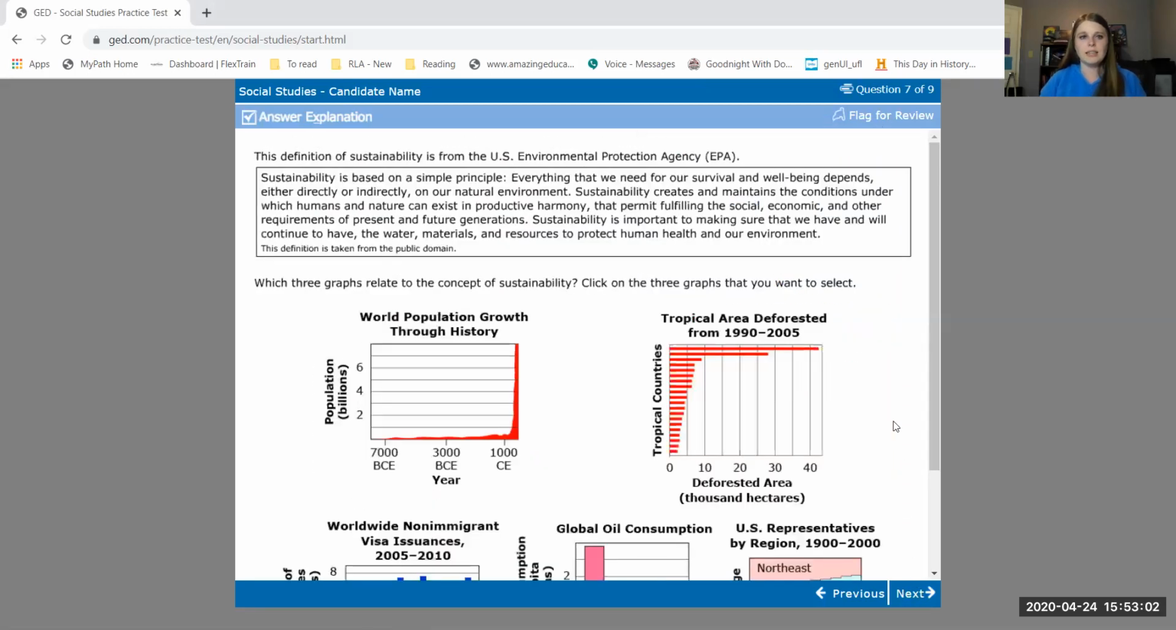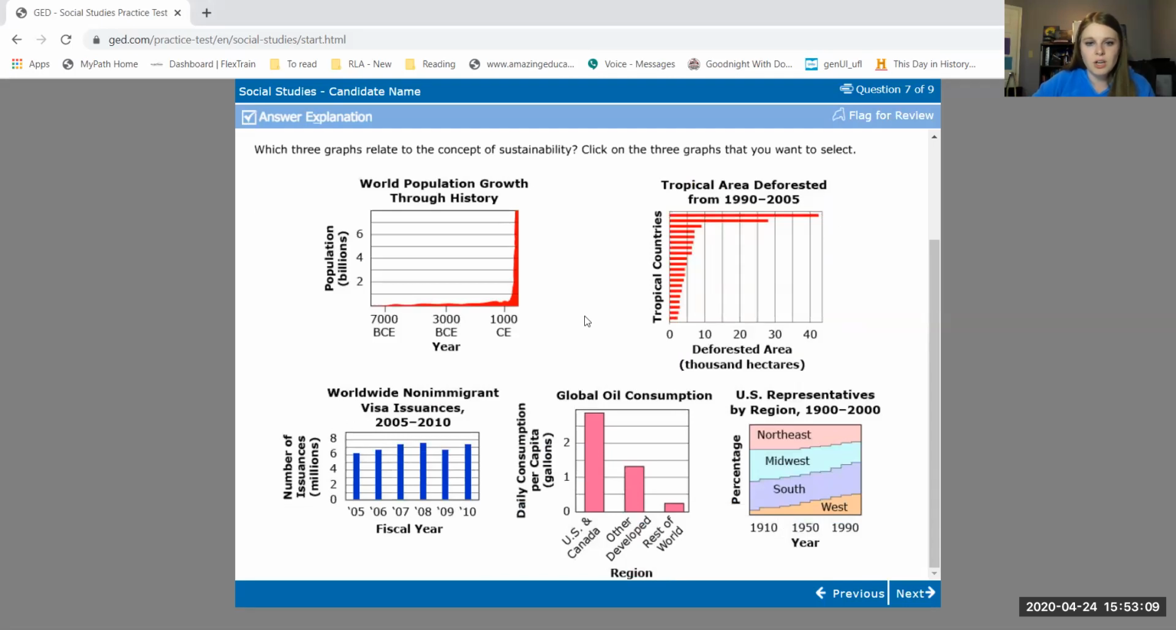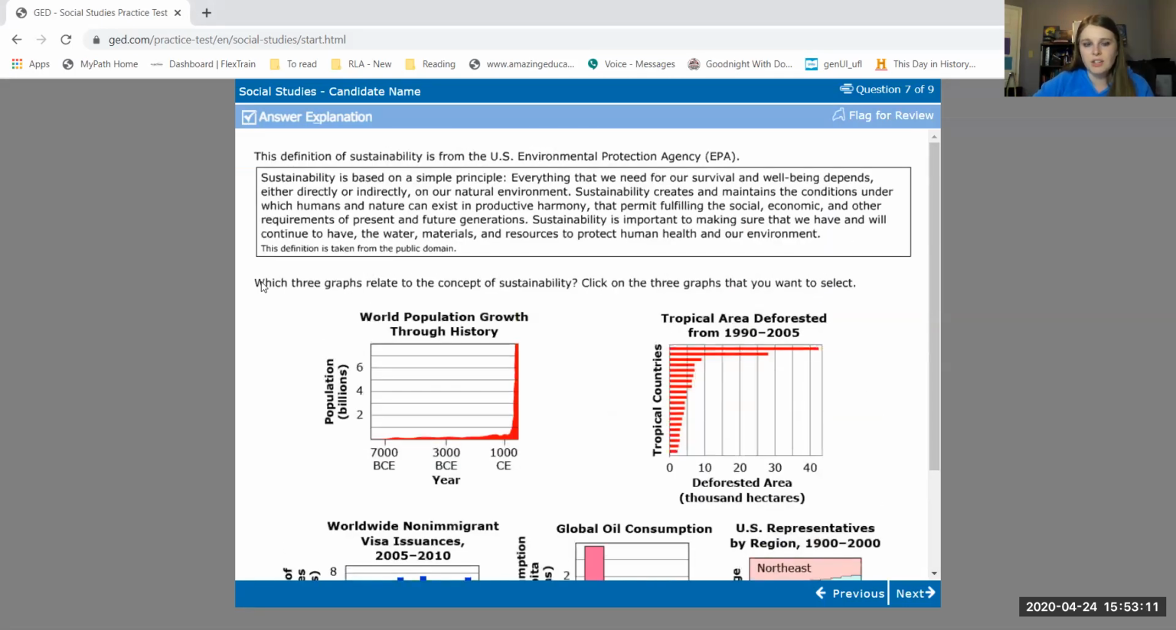All right, question 7. The first thing I notice here is this little paragraph, but then I scroll down and that's a lot of charts. So the question is going to ask you, which 3 graphs relate to the concept of sustainability. I like that word, sustainability. Click on the 3 graphs you want to select. First thing I notice is this number 3. I need to pick 3 of these graphs to show my answer. So let's look at the paragraph and then figure out what graphs match.